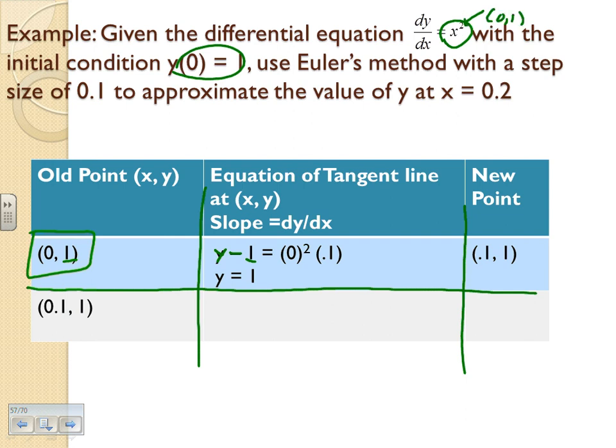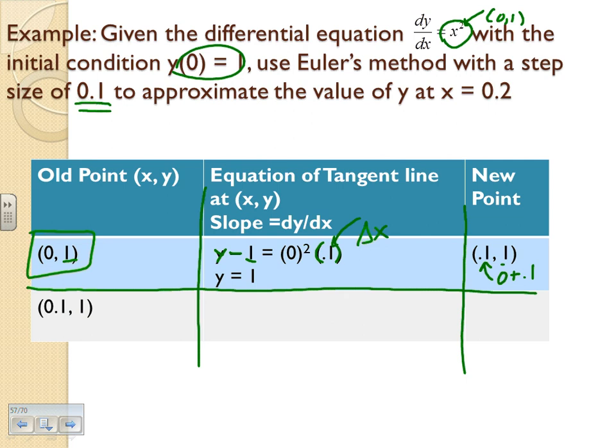0. So our slope, which is right here, times our delta x. And our delta x was 0.1. Then you just go solve for y. So your new y is now 1, and this guy was from 0 plus 0.1, which is 0.1. Yes? Alright, so now I have this point, 0.1, 1.